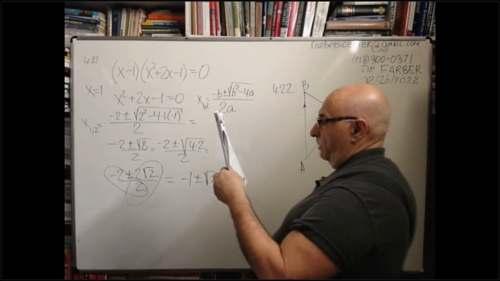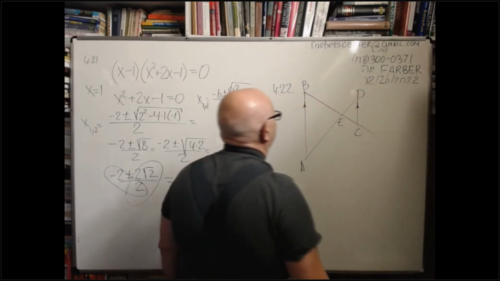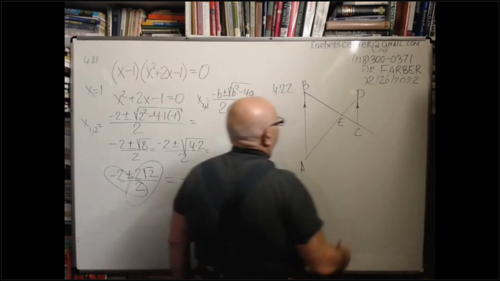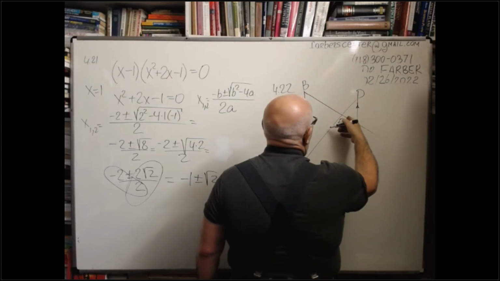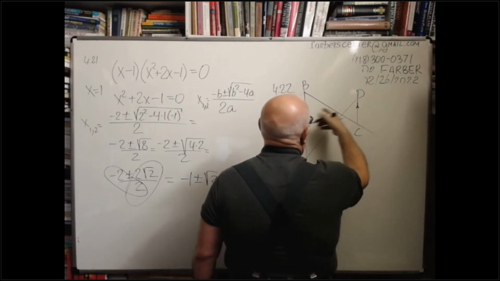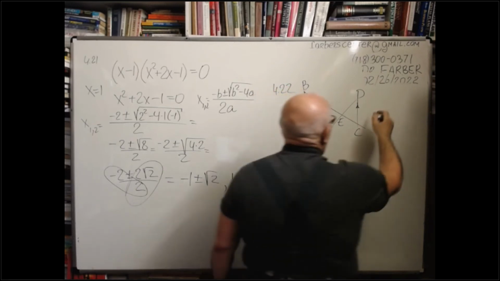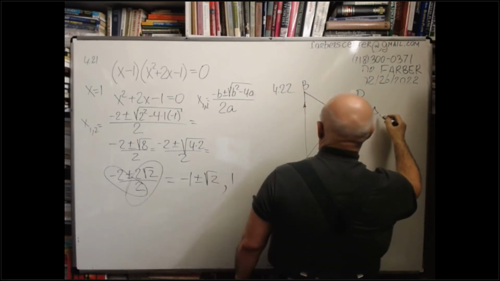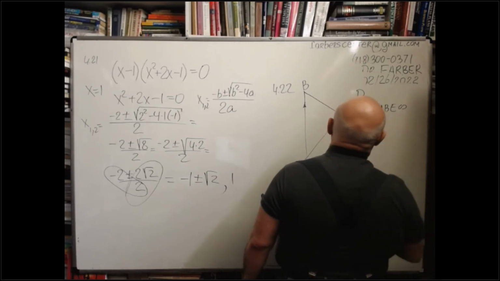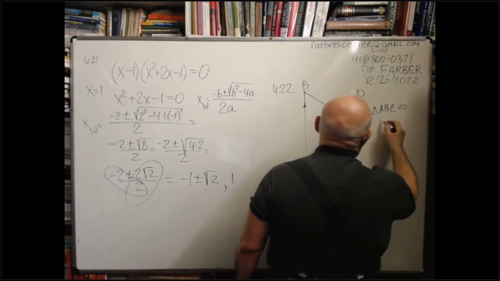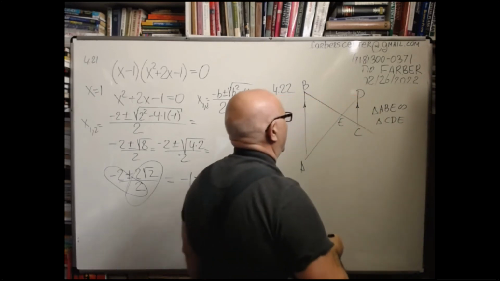Which of the following must be true? Well, if they are parallel, these two triangles are similar. Why are they similar? Because they have vertical angles and alternate interior angles. So these two triangles are similar. You can write triangle ABE is similar to triangle CDE. Every time prove for yourself, because seeing is not believing.